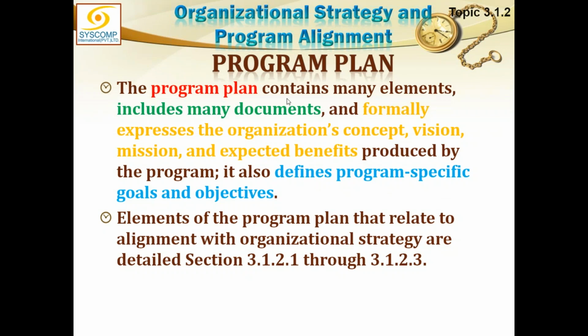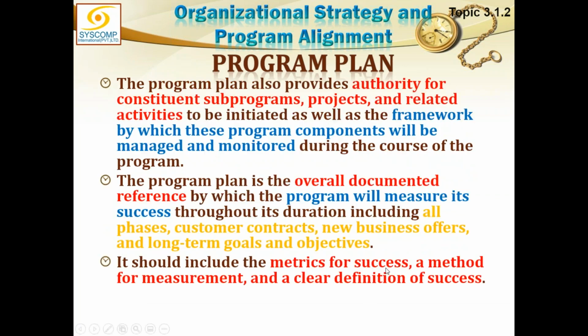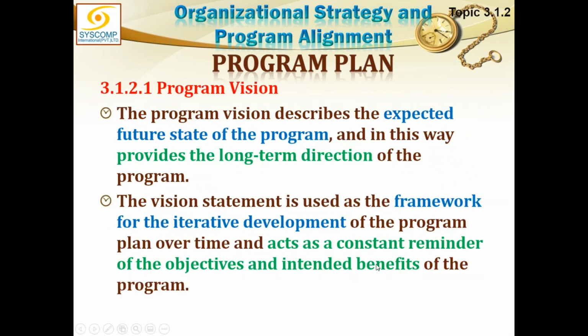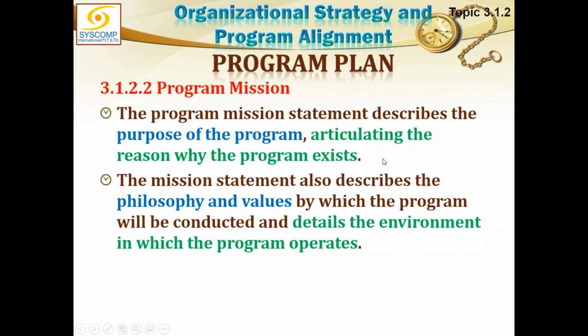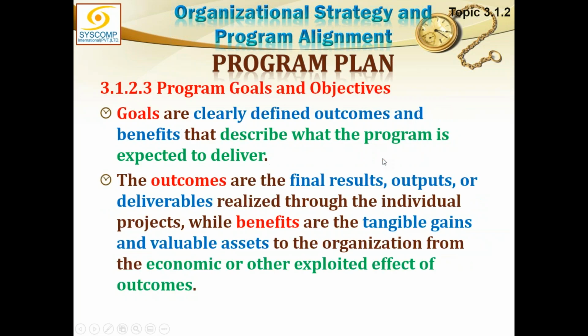Anyways, so I was saying the program plan contains many elements, includes many documents, and formally expresses the organization's concept, vision, mission, and expected benefits produced by the program. It also defines program-specific goals and objectives. The elements of the program plan that relate to alignment with the organization strategy are, let us see, 3.2.1 to 3.2.4. Number 1, program vision. Number 2, program mission. Number 3, program goals and objectives.